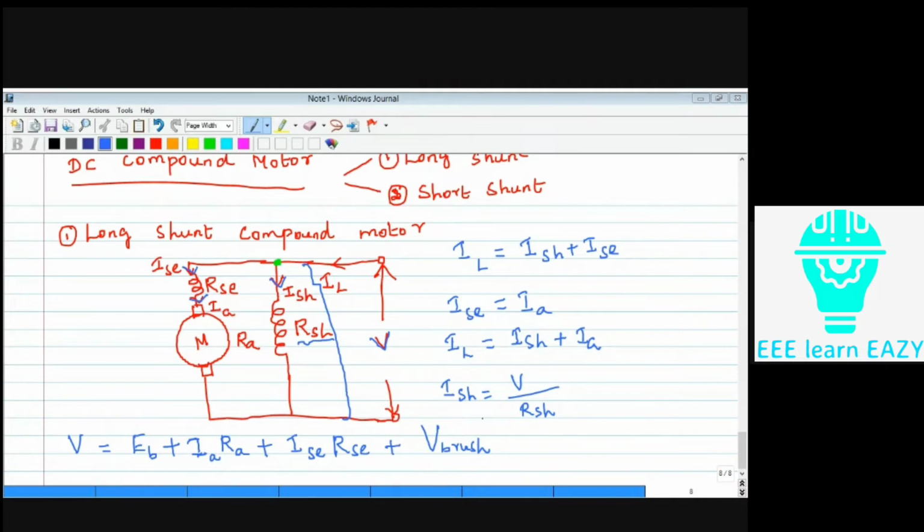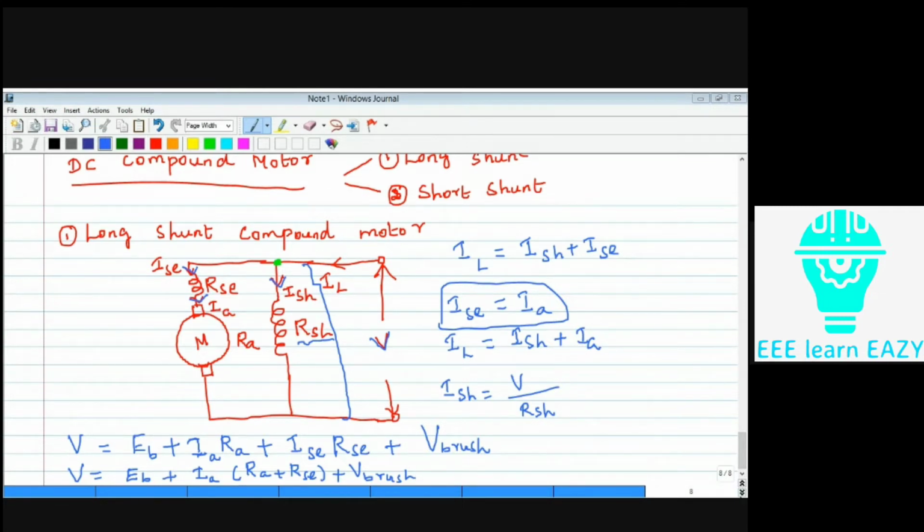Now I series is equal to IA. So I can also rewrite this equation as V is equal to EB plus IA, taking it as common outside, into RA plus R series, plus V brush. So this is the voltage equation for a long shunt compound motor.